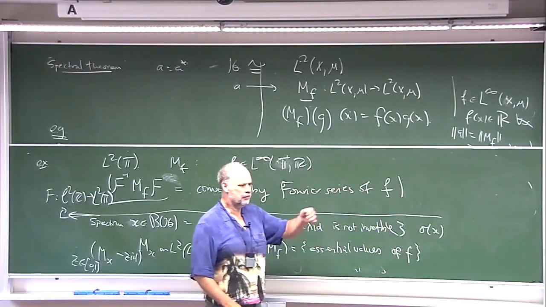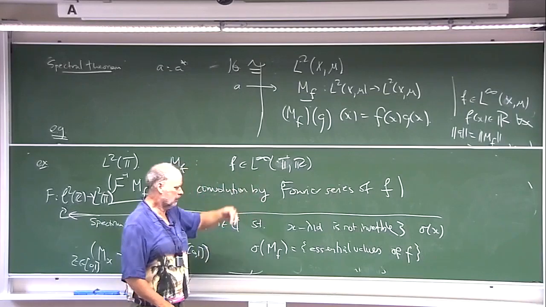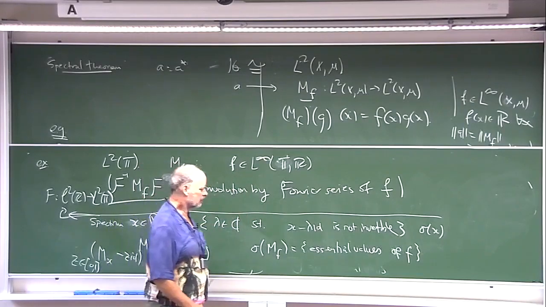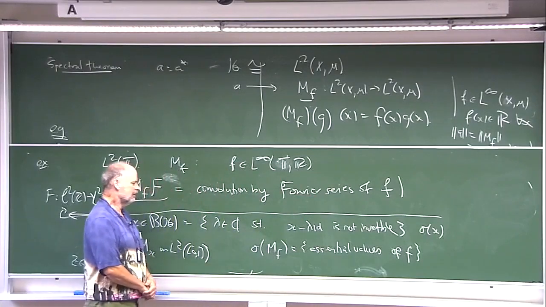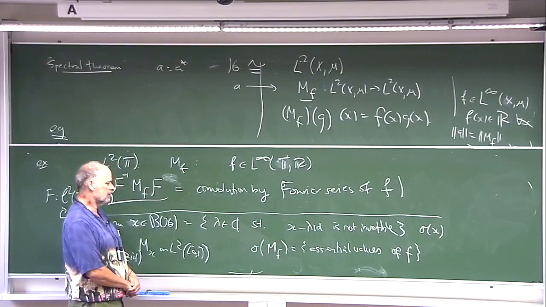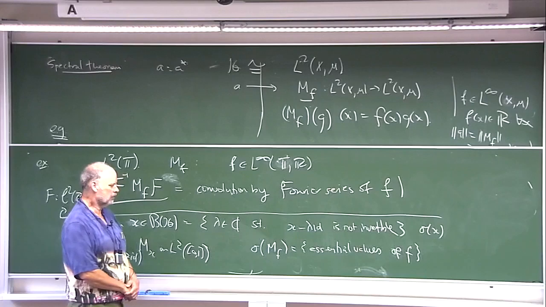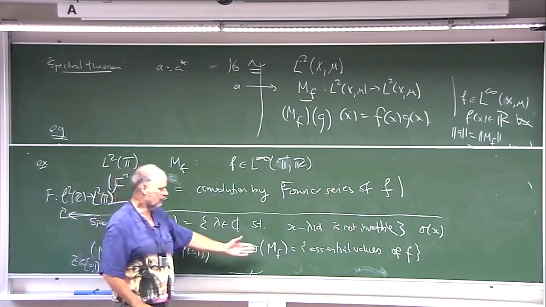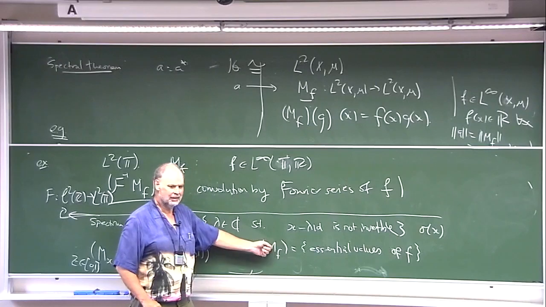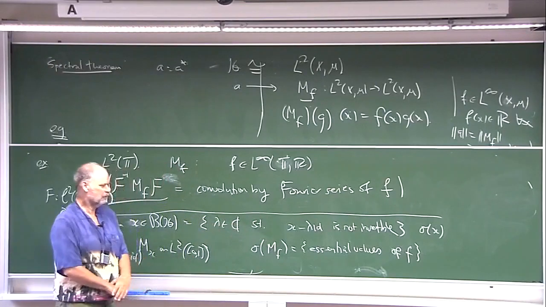Since everything's defined up to sets of measure 0, there are some values that you can throw away, but there are some values that keep on coming back at you, even if you try to throw them away. Those are the essential values, and it's the spectrum of M_f. It's good to think of the essential values as being the spectrum of the multiplication operator.